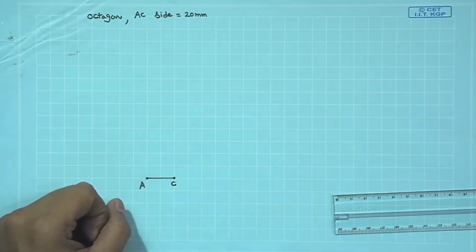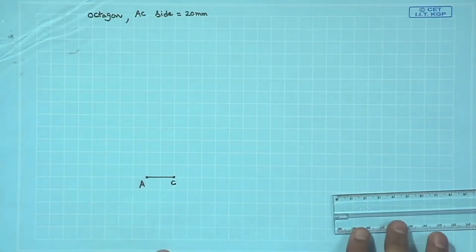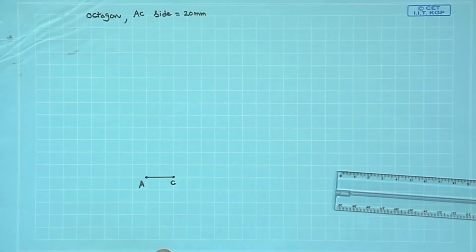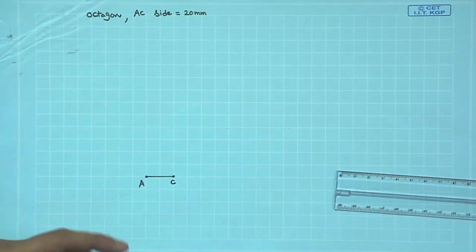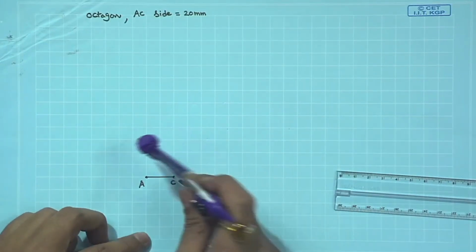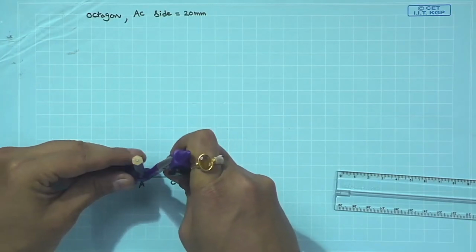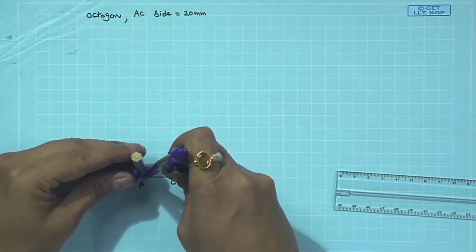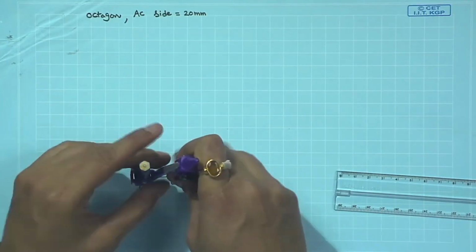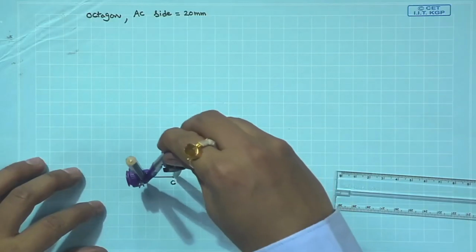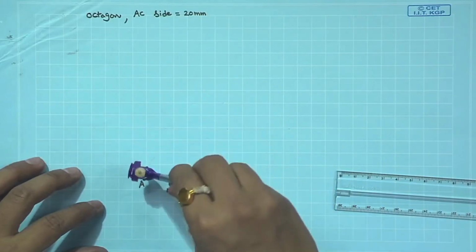And name it C. Once that is done, with C as center and AC as radius, we have to draw a semicircle.